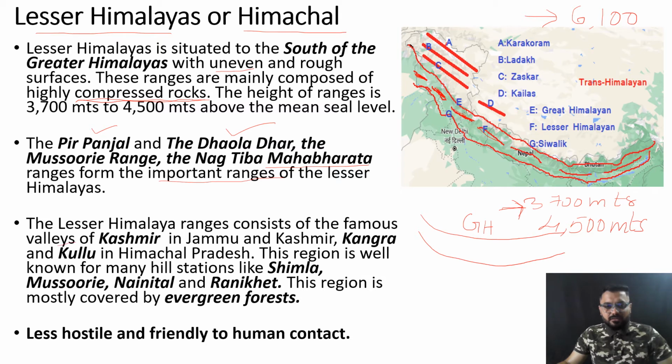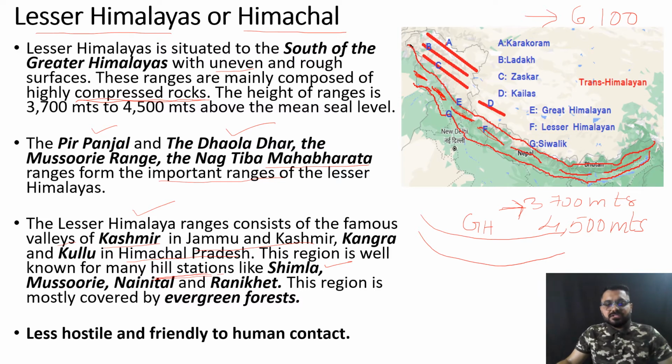Now, the Lesser Himalayan ranges also consist of famous valleys. You must have heard about Kashmir, the beautiful Kashmir Valley, Kangra Valley, Kullu and Manali. All these are beautiful valleys. Where do we find these valleys? We find these valleys in the Lesser Himalayas. The famous valley of Kashmir is situated in Jammu and Kashmir, and Kangra and Kullu Valley are from Himachal Pradesh. Apart from the valleys, children, this region is also famous for hill stations like Shimla, Mussoorie, Nainital, and Ranikhet.